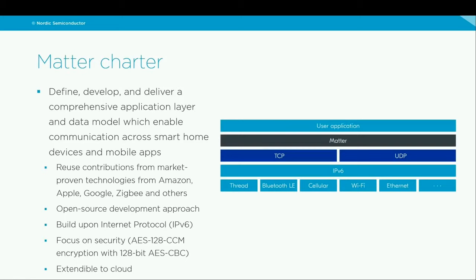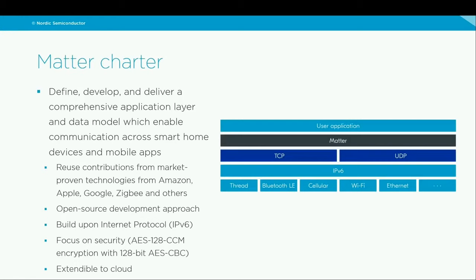The project has an open source approach with an SDK built and supported by a large development community. Matter is built on market-proven technologies using Internet Protocol version 6, or in short, IPv6, on the network layer, and then UDP and TCP on the transport layer. At launch, Matter will run on top of Thread, Wi-Fi, and Ethernet, and possibly on top of other IP-capable transport in future.